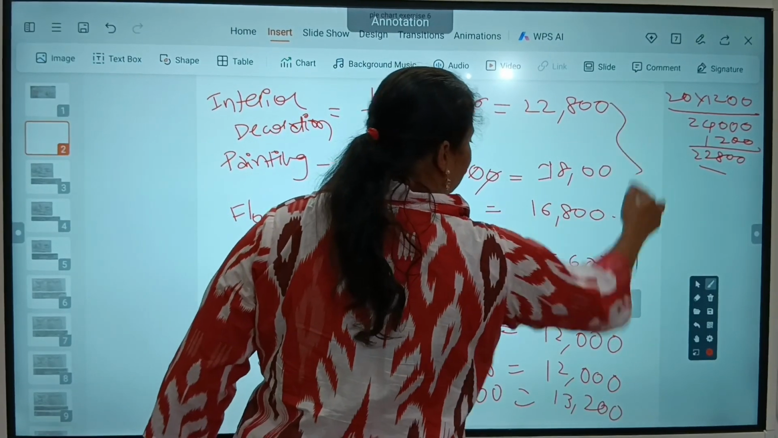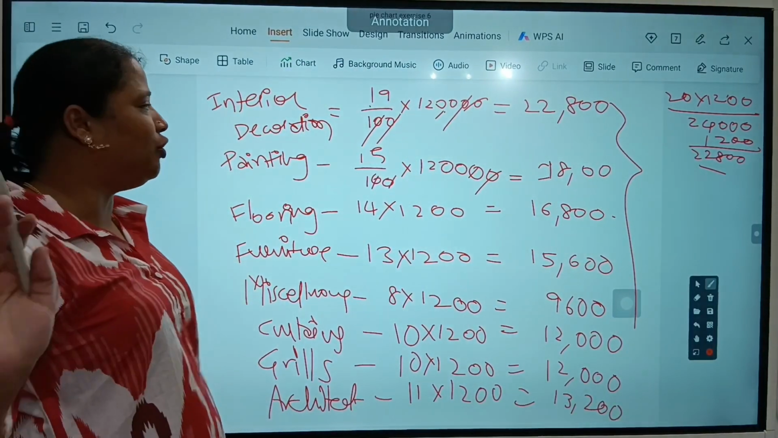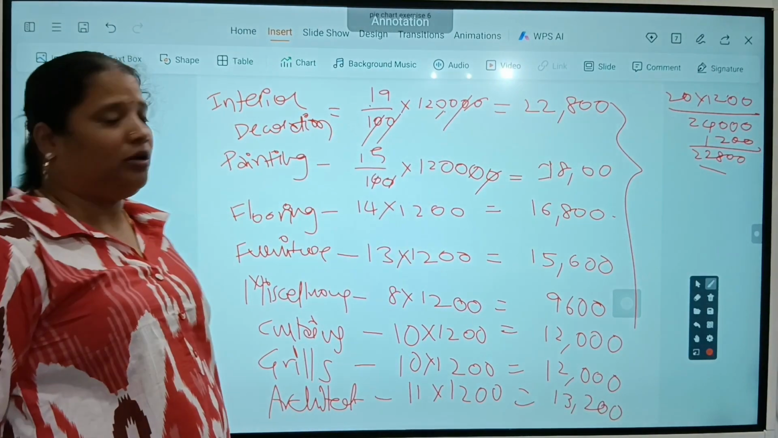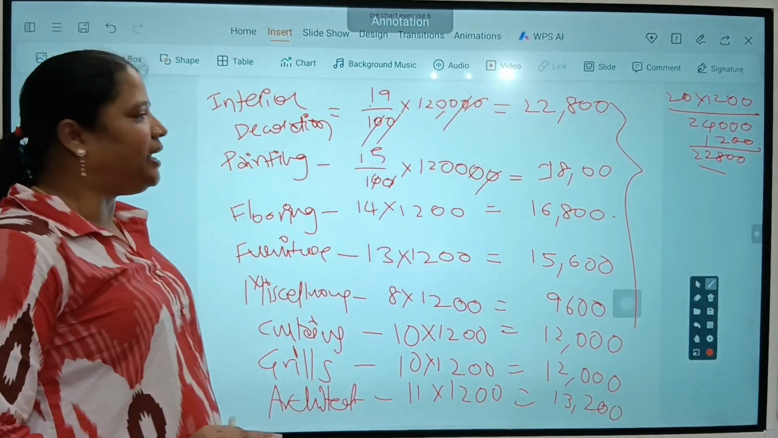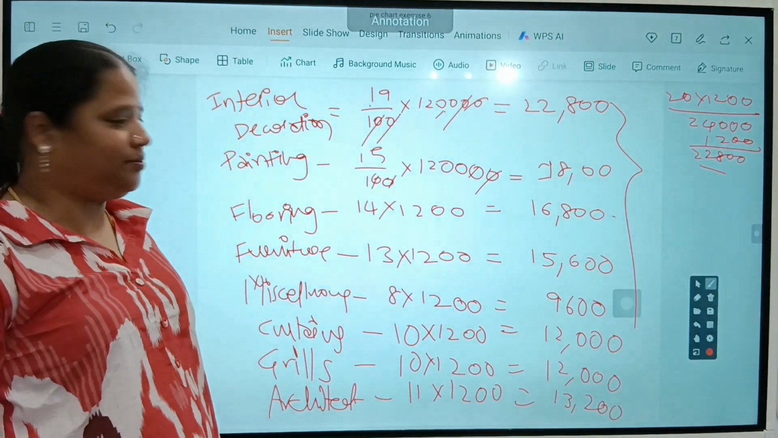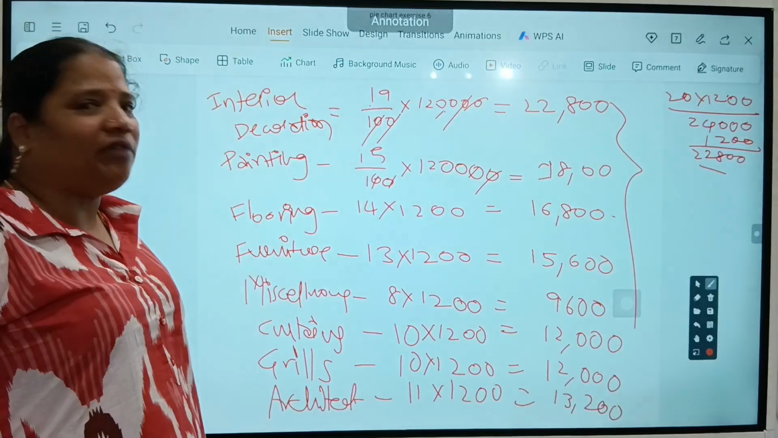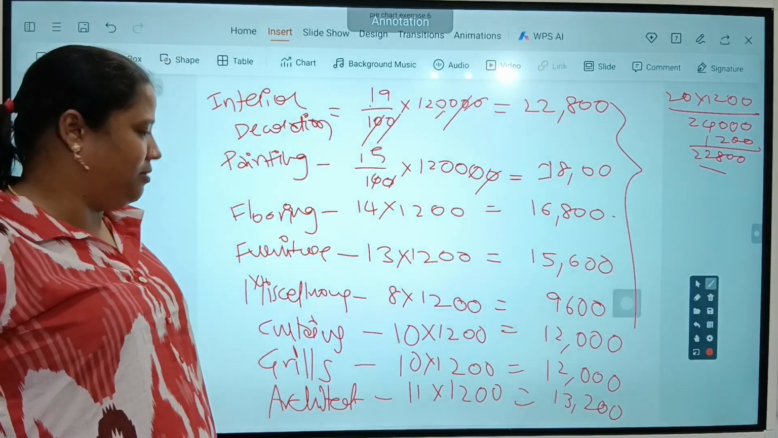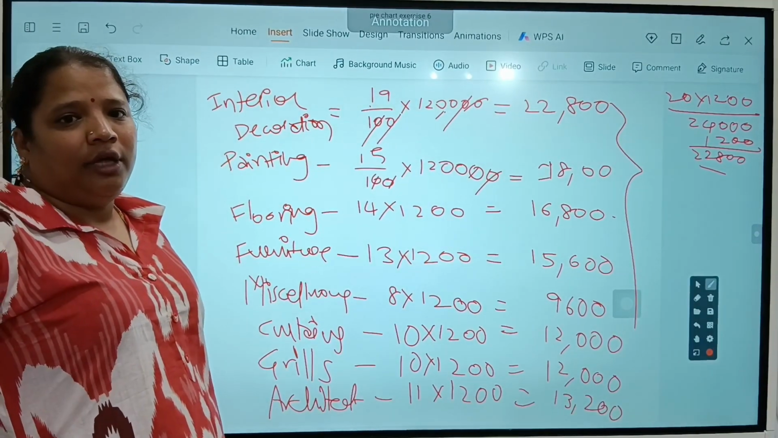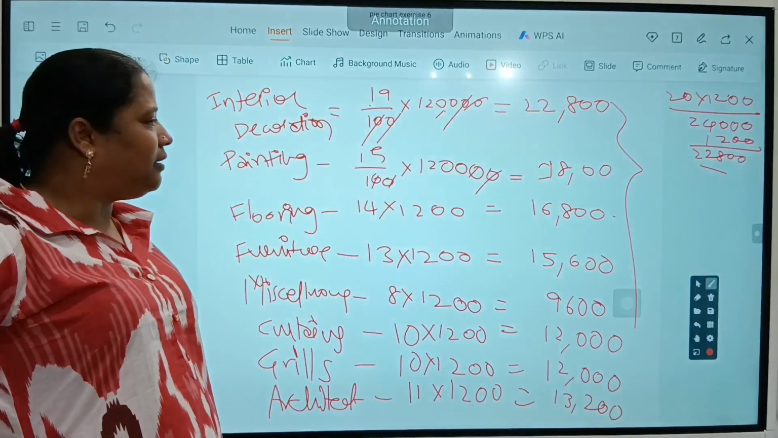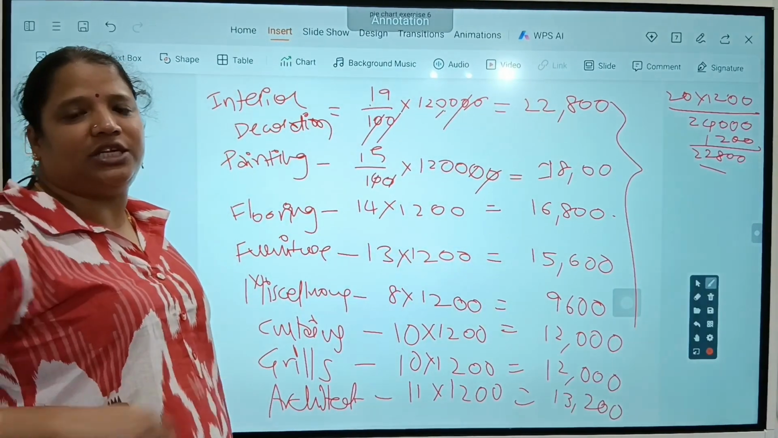If you add up all these values, again it will come to 1,20,000. That you have to verify. So note down this table, then it will be easy for you to solve the questions. I am waiting for you to note down the table. If I skip this slide fast, you can't note it, or you can take a screenshot.